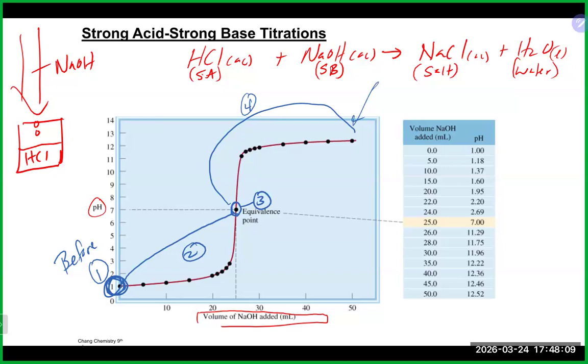So let's talk about what happens when we actually do start the titration. So let's take a look at step number 2 here. And at step number 2, in this case, once we start the titration, and this is before the equivalence point, we definitely have a reaction that is taking place.